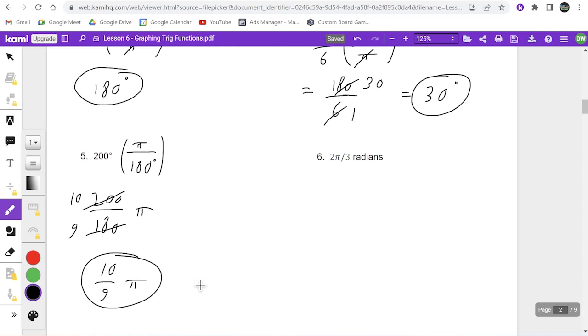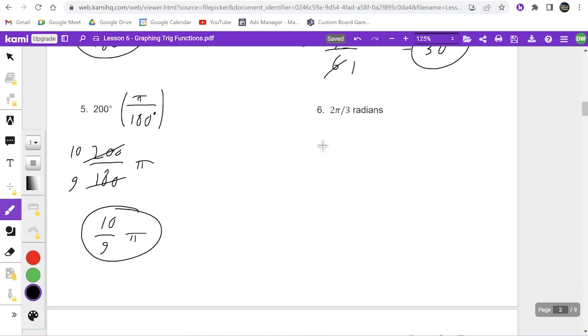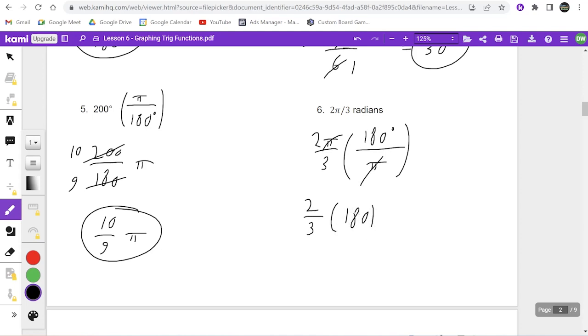And then for the very last one, we have 2 pi over 3. Same idea as before. You're going to multiply by numerator, 180 degrees, denominator, pi radians. The pi's cancel, and you're going to get 2/3 times 180, which I'm just going to tell you is 120 degrees. And you can get that using the same simplification techniques we were using earlier.